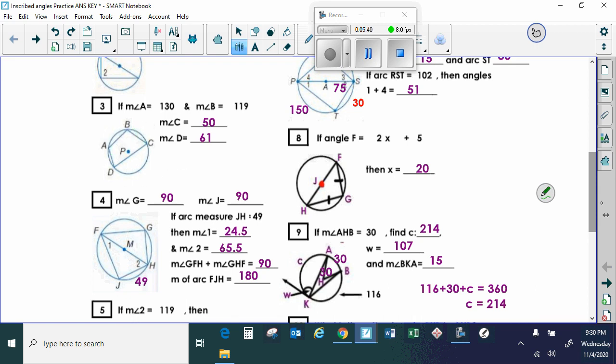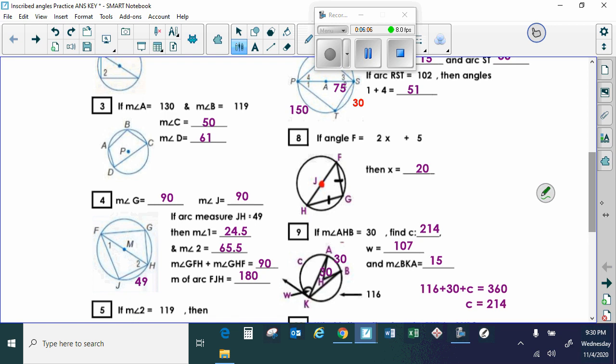Number 8. Okay, this is an isosceles right triangle. First off, I know it's 90. Since this is an isosceles right triangle, we know this is 45, and this is 45. Okay, so angle F equals 45 degrees. So we said equal to 45. Subtract the 5 across, that gives me 40. Divided by 2 gives me 20 for X.